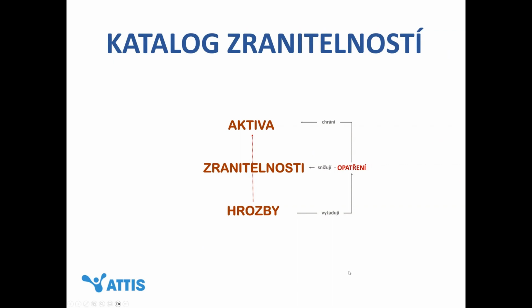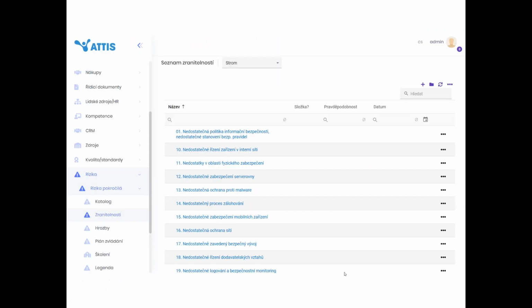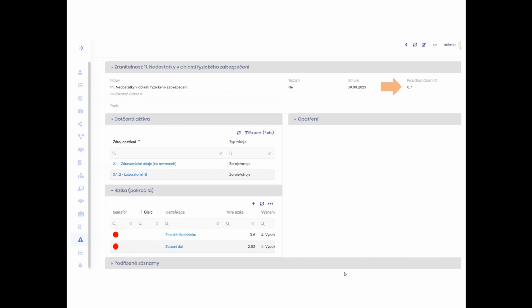Vulnerability Catalog. Just as important as the threat inventory is the vulnerability inventory. In simple terms, these represent the properties of assets and company systems that can make it easier for threats to penetrate an asset and subsequently damage it. Vulnerabilities in ATTIS are also listed in a separate catalog, in which information can be efficiently searched and sorted. In the Vulnerability tab, you can preliminarily assess the probability of a vulnerability occurring. The specific assets that the vulnerability relates to are listed here, as well as the risks in which the vulnerability is included.